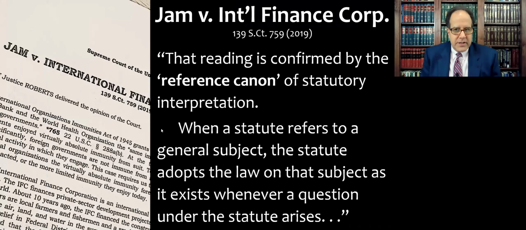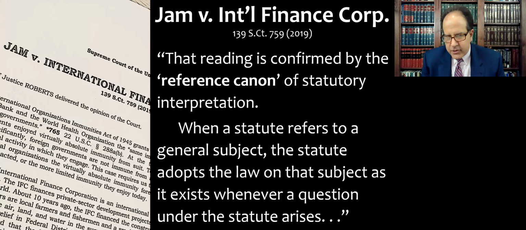So to illustrate this, I decided to go with the most recent articulation of the rule by the United States Supreme Court. In Jam versus International Finance Corporation, the Supreme Court had to apply a federal statute called the International Organizations Immunities Act of 1945. The parties were obviously advocating for different readings of the statute. Justice Roberts wrote the majority opinion, and at one point he says the reading from one party is confirmed by the reference canon of statutory interpretation, and he expresses it this way.